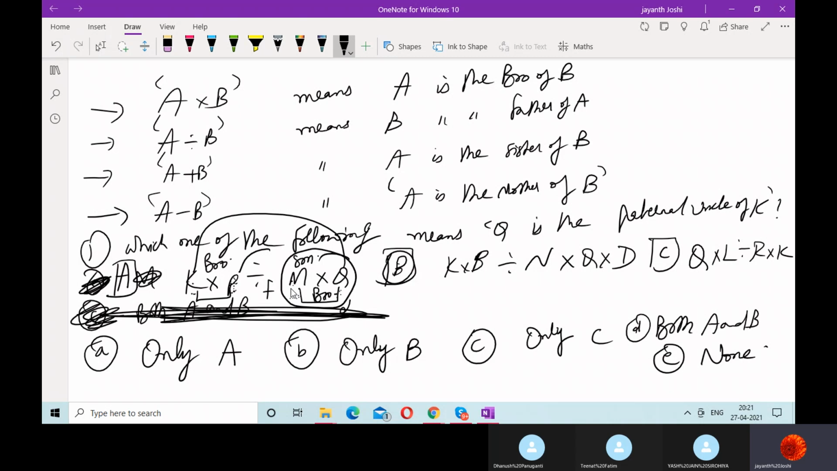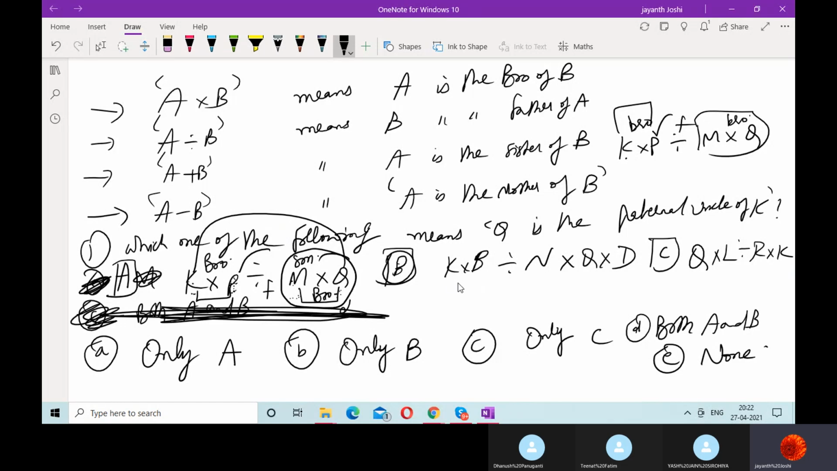Oh man, what is this, you people don't understand. K into P divided by M into Q. K is the brother of P. P is the father of M, and M and Q are brothers. So these two brothers have this father, and these two are again brothers. So K will be the uncle of Q, not Q the uncle of K. Finished.